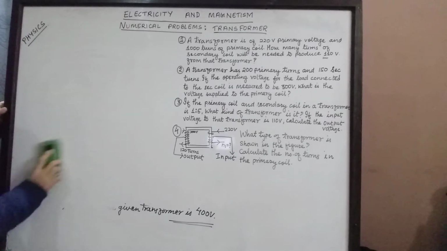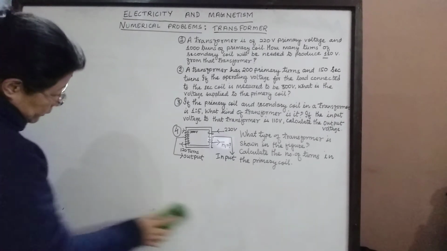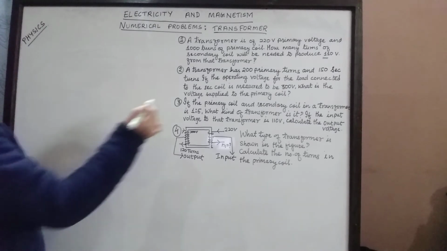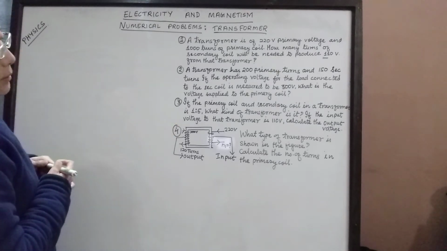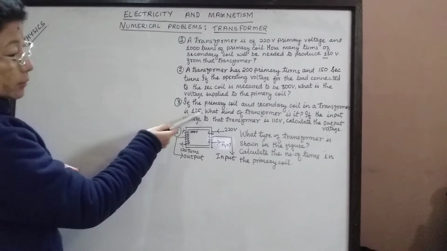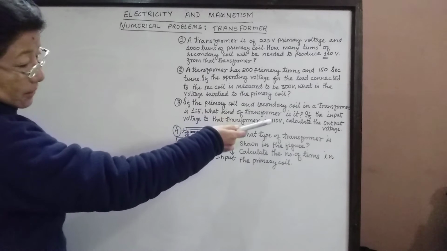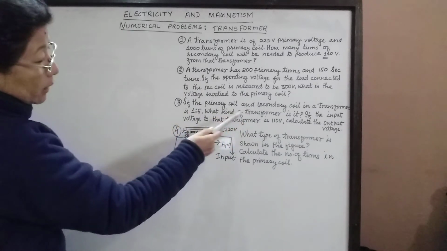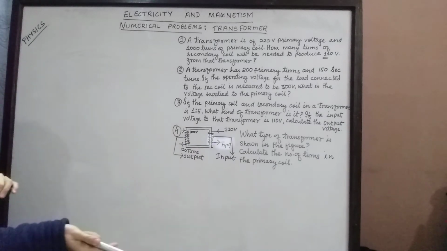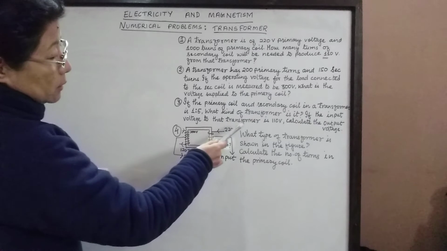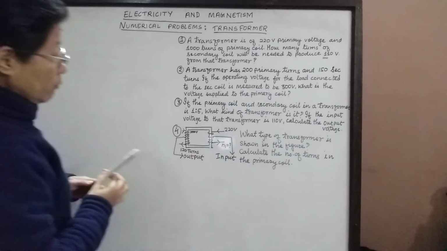Now we'll do the solution of question number 3. Look at question number 3. If the number of turns in the primary coil and secondary coil in a transformer is in the ratio 1:5, what kind of transformer is it? Okay, secondary is greater. 5 is secondary. Secondary is greater means it is a step up. If the input voltage to that transformer is 110 volt, calculate the output voltage.